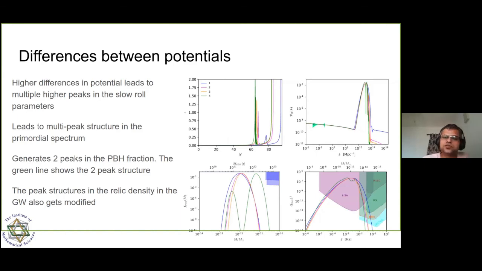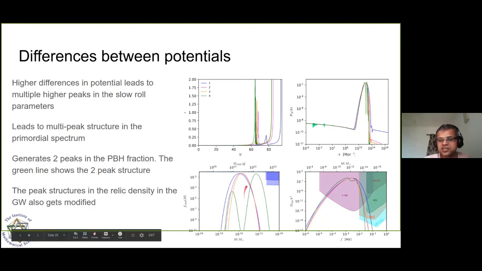What happens is that you find violent oscillations in epsilon, in the Hubble flow functions, and they evolve, and then finally the inflation ends. You have a multi-peak structure in these cases in the primordial power spectrum. These multi-peaks lead to a multi-peak structure in the fraction of primordial black holes. So it no longer is monochromatic.